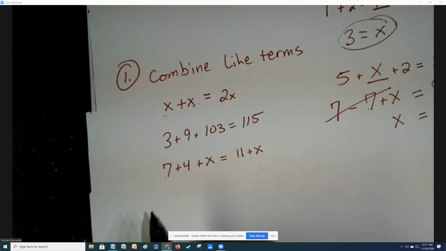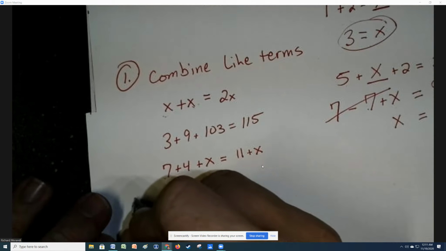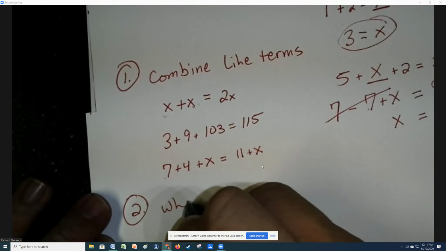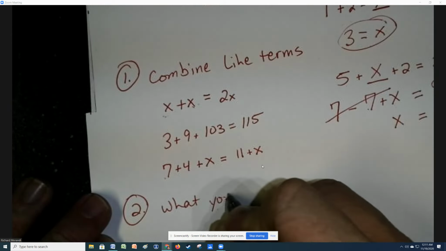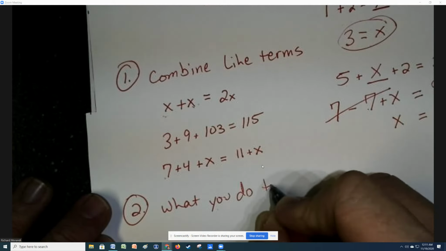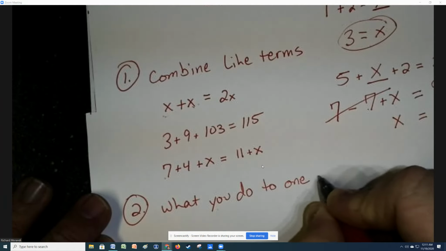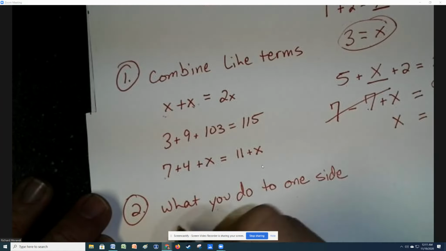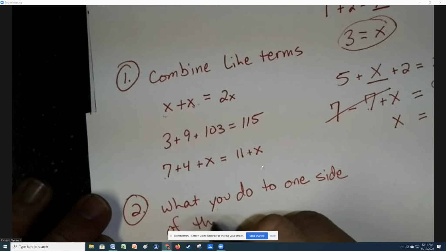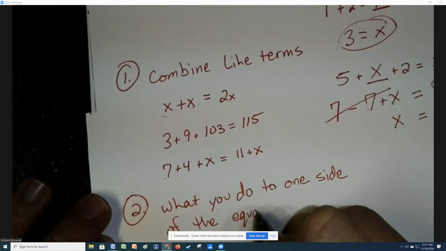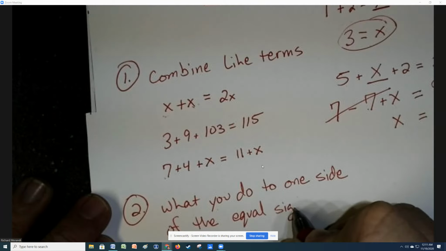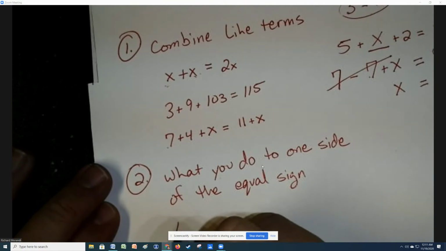Then, rule 2: whatever you do to one side of the equal sign, you must do to the other.